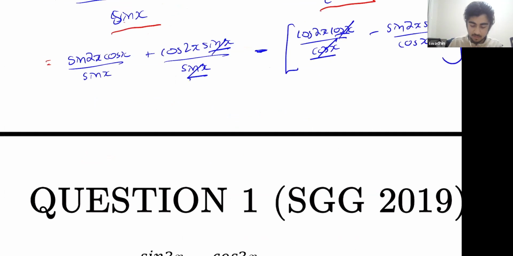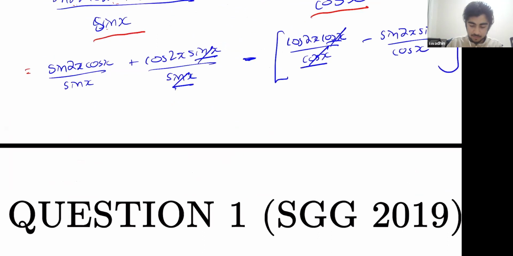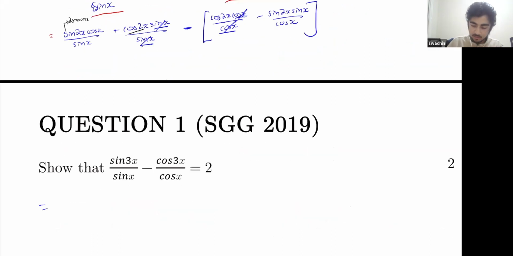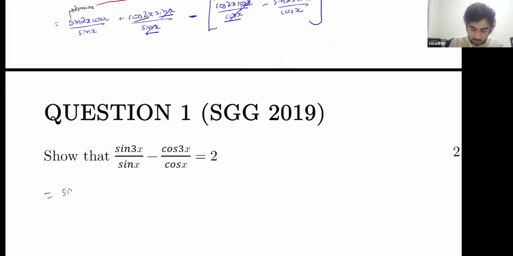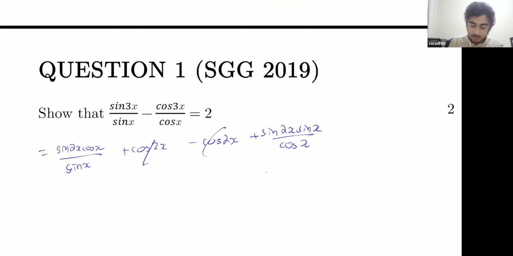Now let's tidy this up a bit. But before we do that, now we can write sine 2x as 2 sine x cos x, and cos 2x. The cos 2x and cos 2x actually cancel out when we expand it. You guys will see. Let's do that first. Minus, so it's minus cos 2x plus sine 2x sine x and cos x. So the cos 2x actually cancels out here, but now we're left with these two.